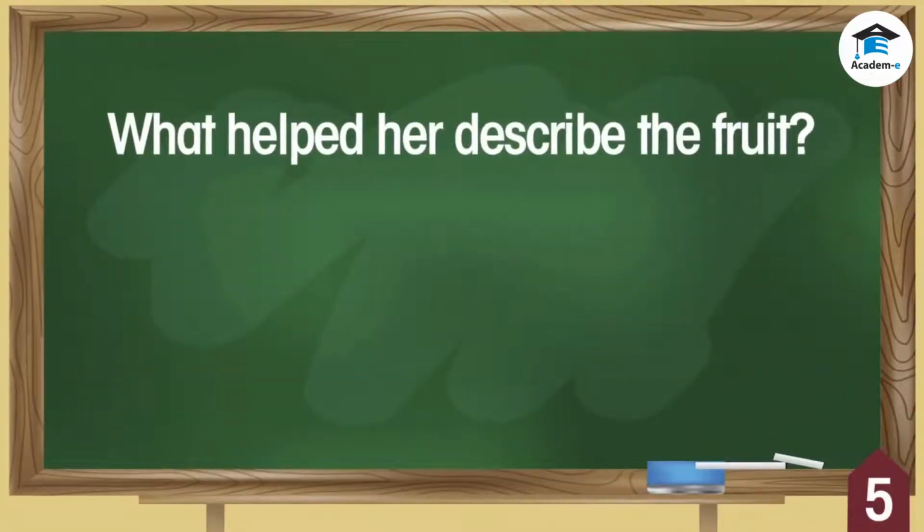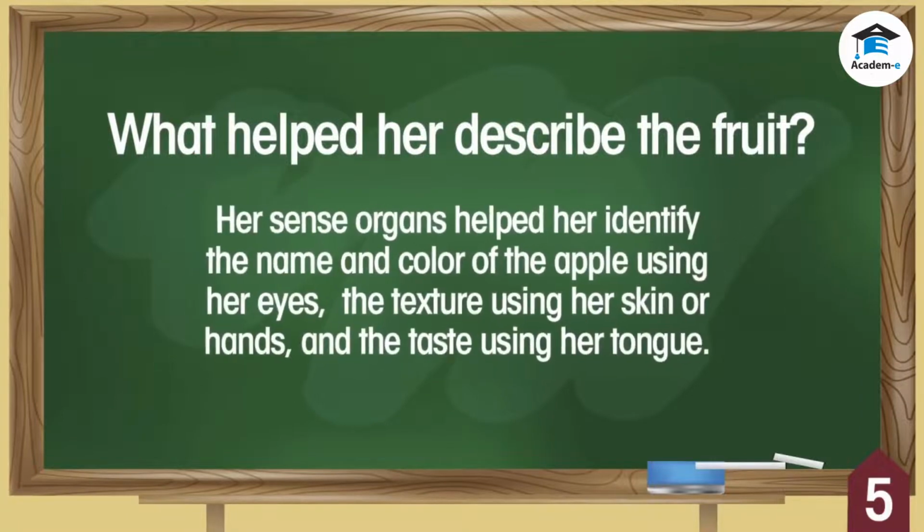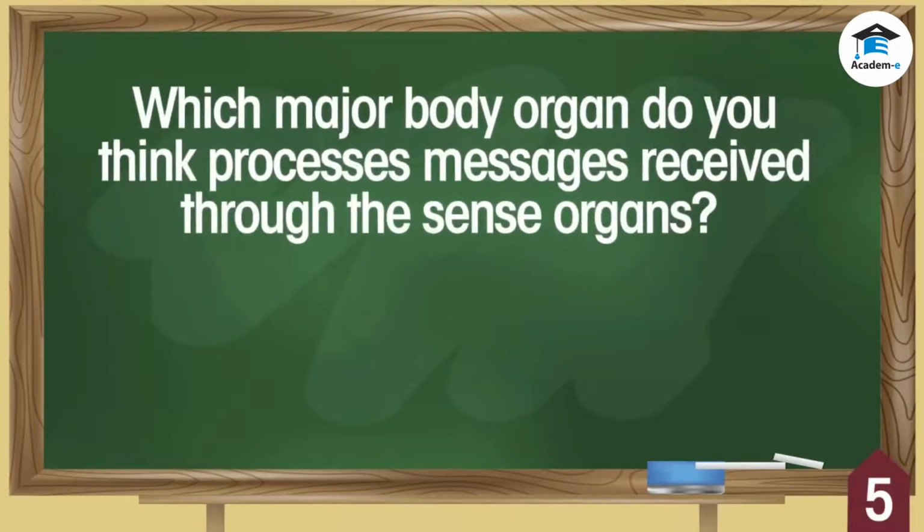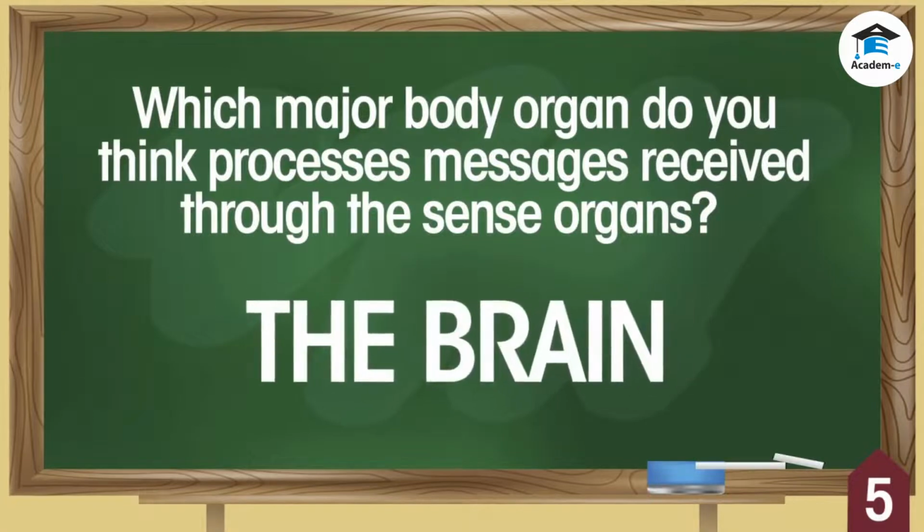What helped her describe the fruit? Her sense organs helped her identify the name and color of the apple using her eyes, the texture using her skin or hands, and the taste using her tongue. Which major body organ do you think processes the messages received through the sense organs? The brain.